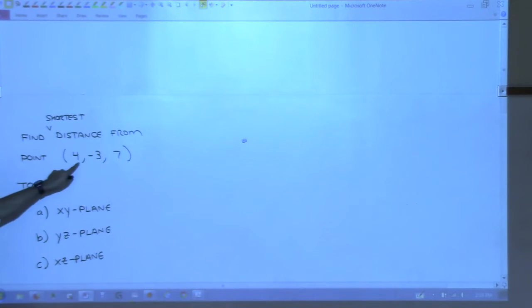I mean, okay. So let me try and move to this point in the room. All right? So here we go. I'm going to go out 4 units this way. Right? I'm going to go 3 units that way, and then I'm going to go up 7 units. Up 7 units. So let's say I'm at the ceiling, right there. The question is, first, what's the shortest distance from that point on the ceiling to the YZ plane, which is where?